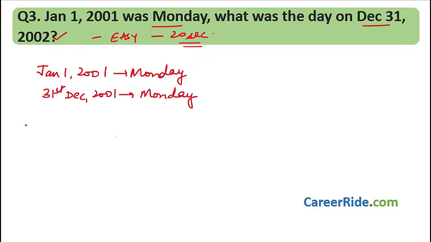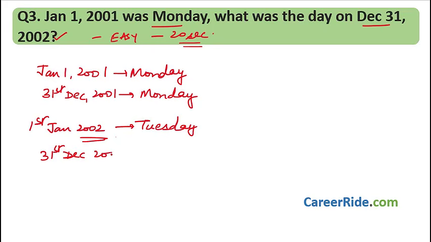Okay, now this tells me that 1st Jan 2002 is going to be a Tuesday. And since 2002 is again a non-leap year, it means 31st of December will fall on the same day, right? So it is again going to be Tuesday. Very simple. You can just mark the answer within 20 seconds if you know this basic, right?